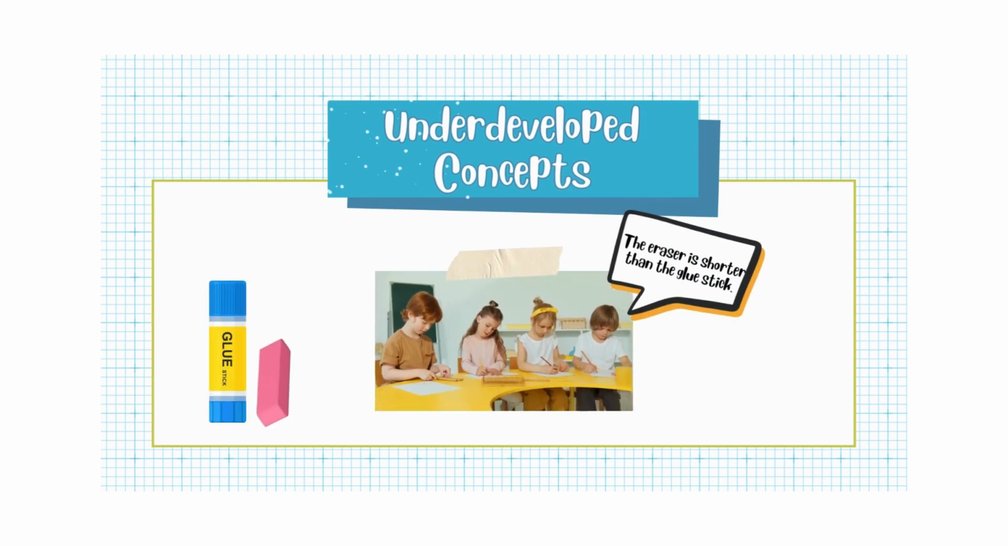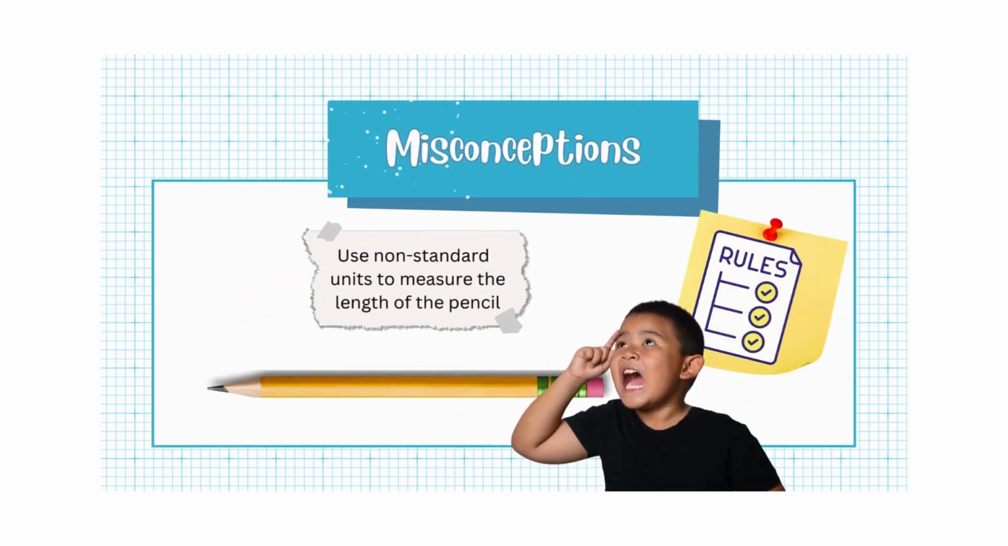Before we dive into the strategies, let's discuss underdeveloped concepts students may have. In kindergarten, students learned how to directly compare the length of different objects using descriptive language, such as longer and shorter, but did not use any tools to measure their length. As measurement is introduced in first grade, some students may have a hard time understanding how to use non-standard units of measurement correctly.